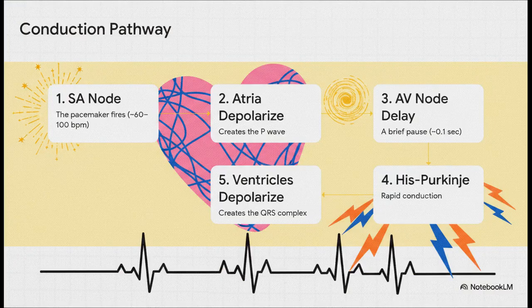It all kicks off in the SA node, which is the heart's natural pacemaker. From there, the signal spreads out across the atria, causing them to fire. Then, and this is critical, there's a little pause at the AV node. After that pause, the signal absolutely zips down the His-Purkinje system. You can think of this as an electrical superhighway to light up the ventricles. This exact sequence is what draws the ECG trace you see.